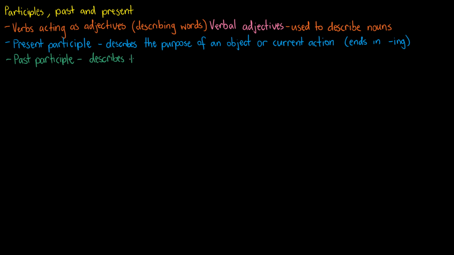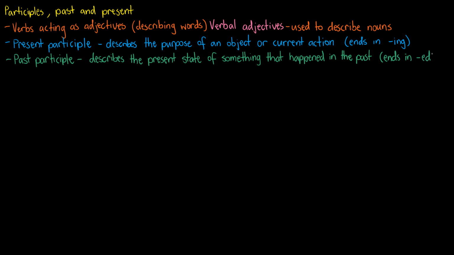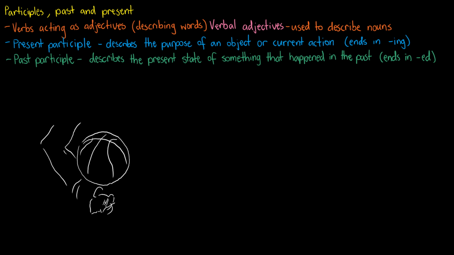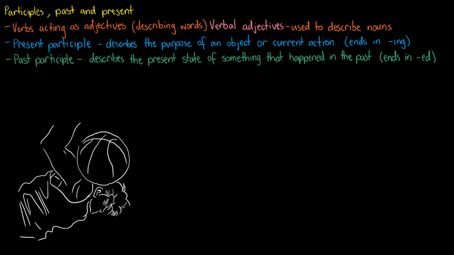And for past participles, they're a little bit different. So they describe the present state of something, but it's happened in the past. Now, this might sound confusing, but it's actually quite simple. So past participles end in ed, and that's how you're going to separate them from present participles. And we'll have a look at a few examples in a second. So they end in ed. And we'll just get a picture up here, an example.